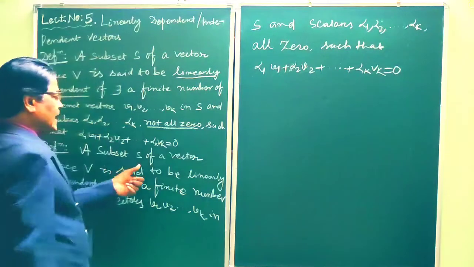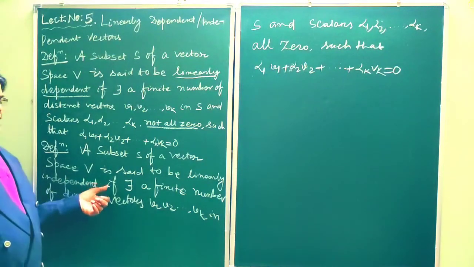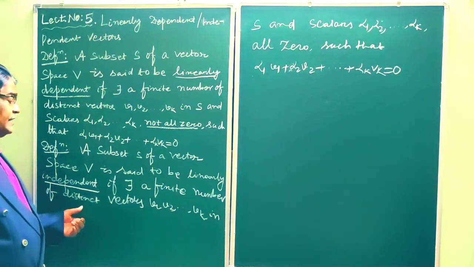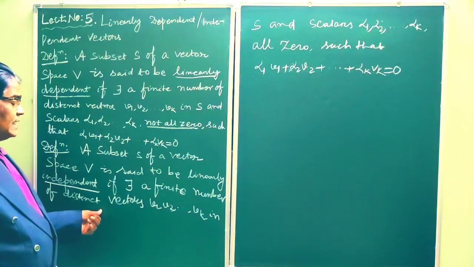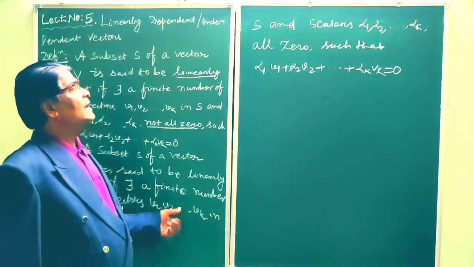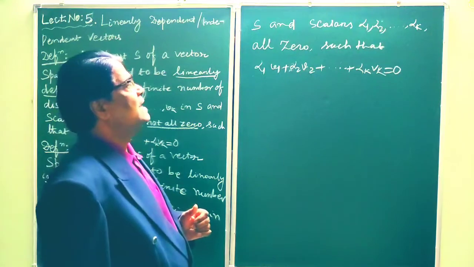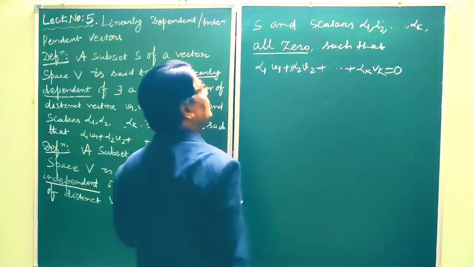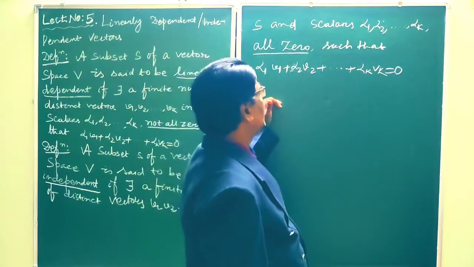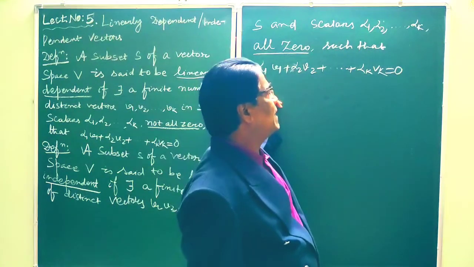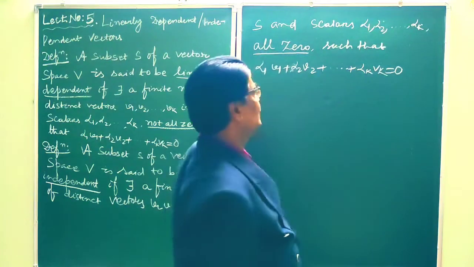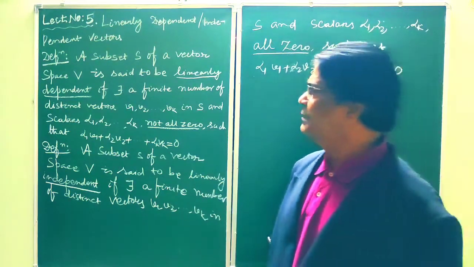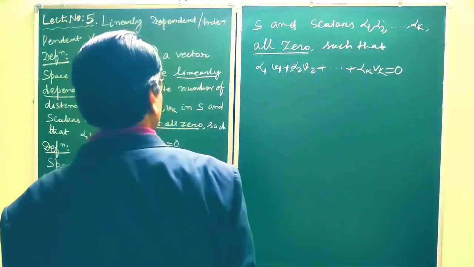A subset S of a vector space V is said to be linearly independent if there exist a finite number of distinct vectors v1, v2, up to vk in S and scalars alpha 1, alpha 2, up to alpha k all 0, such that alpha 1 v1 plus alpha 2 v2 plus dot dot alpha k vk is equal to 0. Now let us solve problems by which these definitions will be more clear to you.